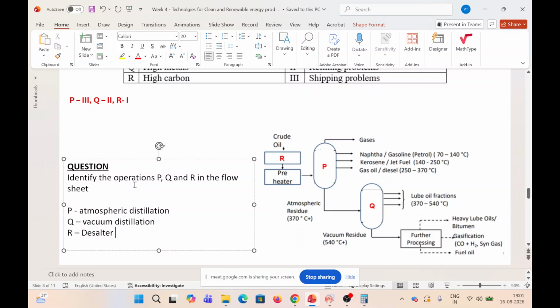So try to identify what kind of products are entering and what kind of products are leaving. Based on that, you will be able to make a guess on what could be the operation or equipment that is asked in the questions.